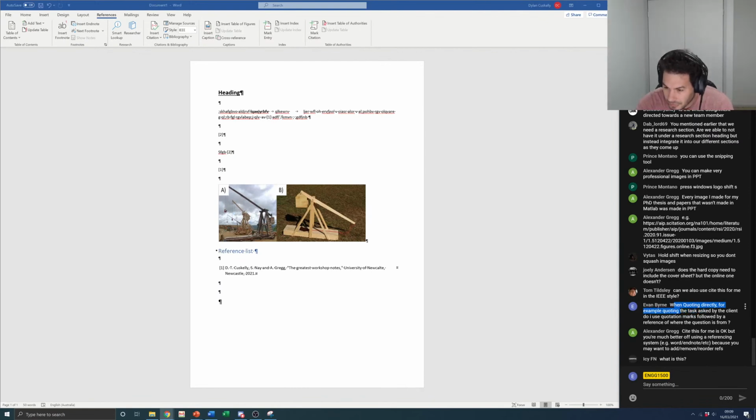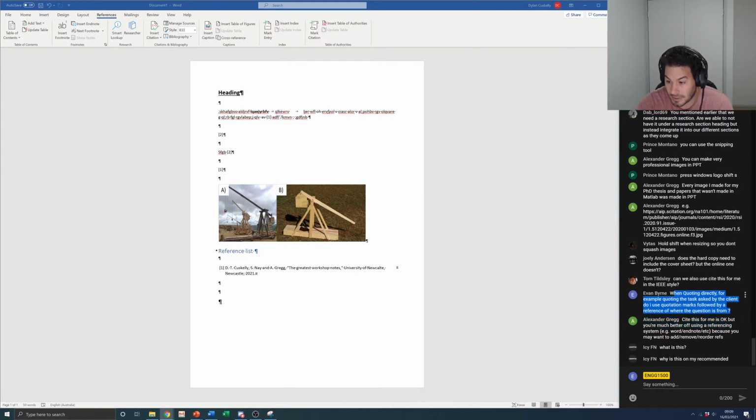When quoting directly, for example, quoting the task asked by the client, do I use quotation marks followed by a reference? Yeah, that's perfectly fine. You shouldn't be quoting often, but occasionally, in your situation here, yes, you might want to directly quote. Yeah, quotation marks followed by a reference is perfect.